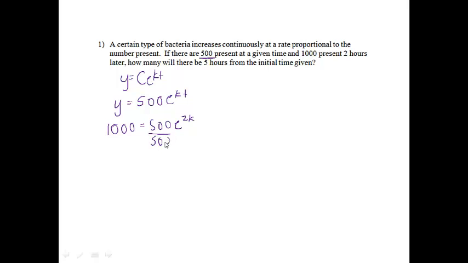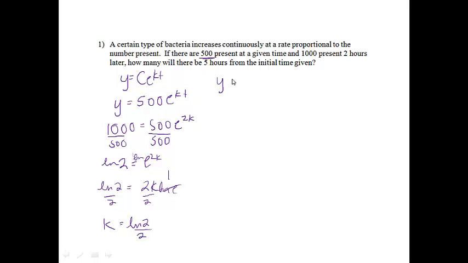I will divide both sides by 500. That will give me 2 equals e to the 2k. I will then take the natural log of both sides, so I'll have natural log 2 equals, we get to bump the 2k out front, so 2k ln e, and ln e is 1. Then to solve for k, we'll just divide both sides by 2. So k is equal to ln 2 divided by 2. So now my formula is y equals 500 e to the (ln 2 divided by 2) t. So I've found c, I found k, now I'm just going to solve my problem.